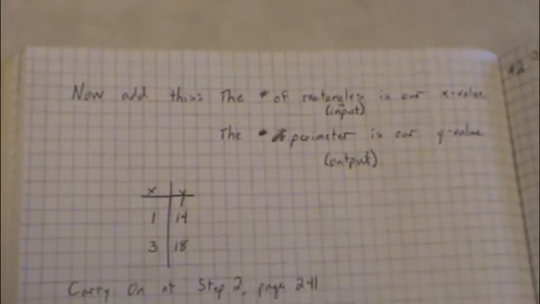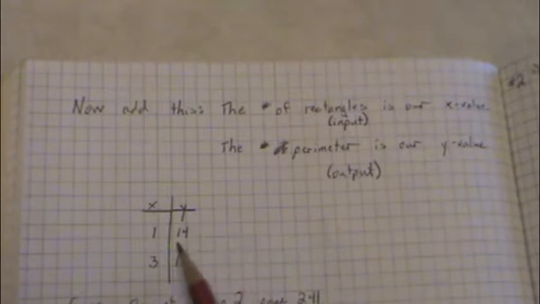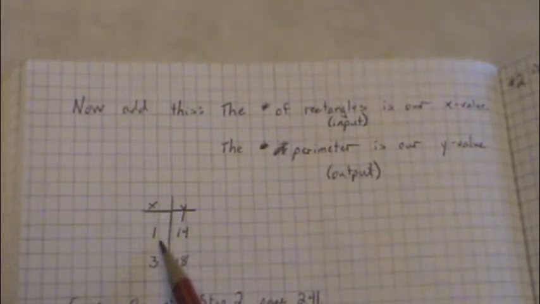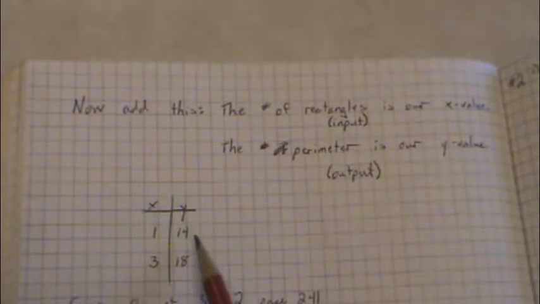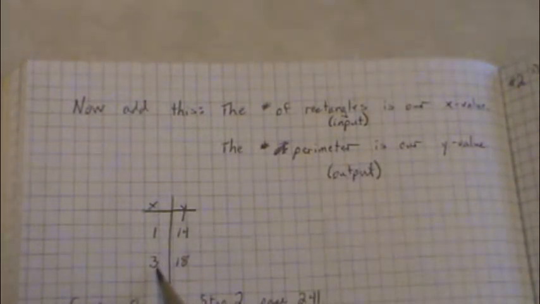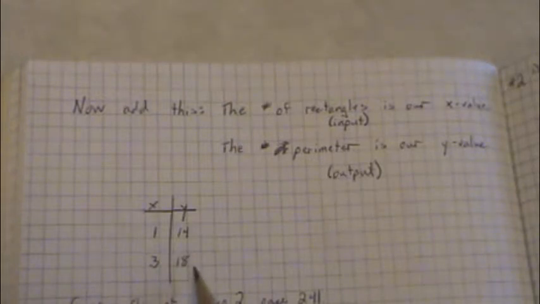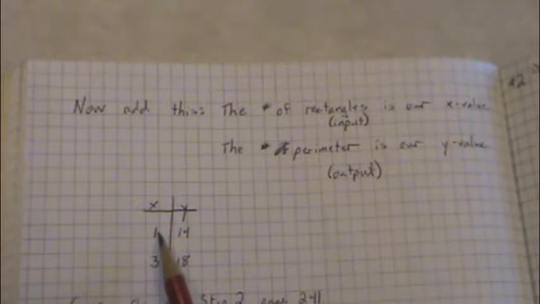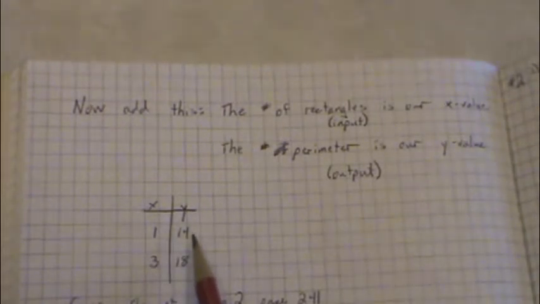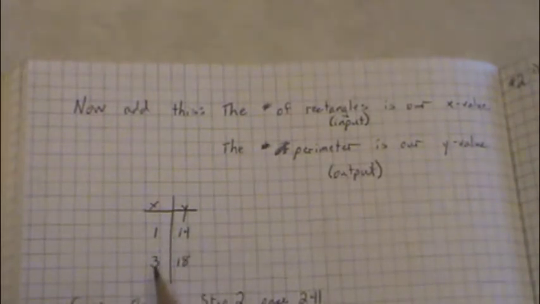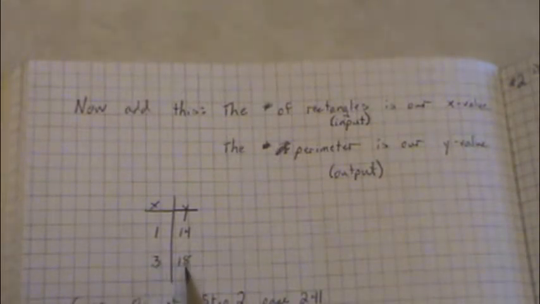So here it is in a little graph. If we put in 1 rectangle, we have an output, a perimeter, of 14. If we put in an input of 3 rectangles, our output is 18. If we start with an independent variable of 1 rectangle, our dependent variable is 14. If 3 is our independent variable, our output, our dependent variable, is 18.